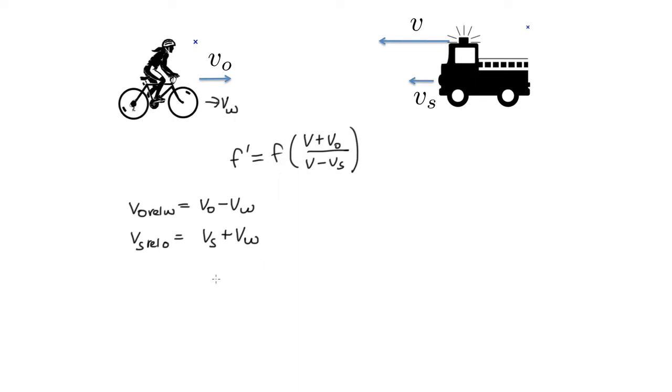Okay, so now we want to get the frequency that the observer actually measures. In the wind's reference frame, the speed of sound remains the same, so we've still got v, but we've now got the velocity of the observer relative to the wind. So that's v plus VO minus VW over v minus, now this is the velocity of the source according to the wind, so this is Vs minus VW. And so we've now come up with an expression for the frequency measured with the wind.